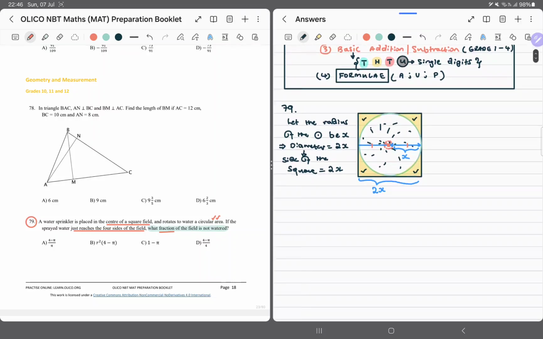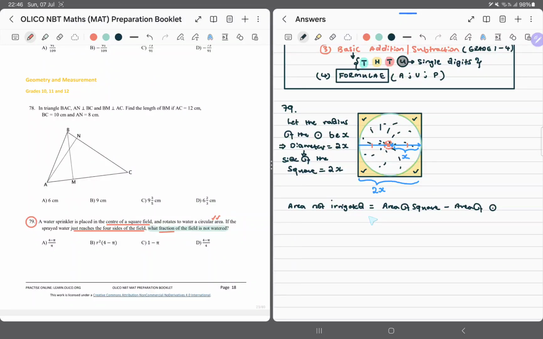So we can say here, area of circle is going to be pi r squared. Perhaps let's just play a smart game here and not waste time here. We can say here, area not irrigated is going to be equal to the area of square minus area of circle.